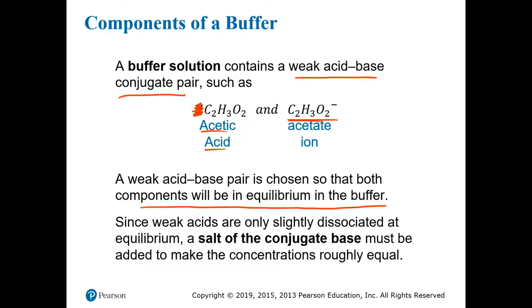You may remember that if you add a weak acid or a weak base to water or to a solution, it will dissociate and form an equilibrium with its conjugate. However, these equilibria generally lie very far to one side. So if you take acetic acid and you dissolve it in water, you're not going to end up with very much acetate ion at all, which means it's not going to behave as a buffer very well. To fix this, you need to add some additional conjugate, in this case a salt of the conjugate base, in order to make the concentrations of the two roughly equal at equilibrium.